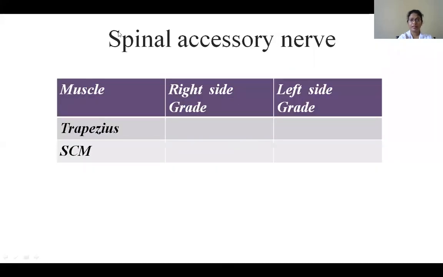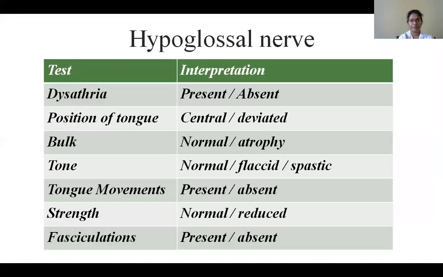Coming to spinal accessory nerve, we have to assess two muscles, that is trapezius and sternocleidomastoid, right side and left side. And you have to give the grades of power, that is whether it is grade 0, 1, 2, 3, 4 or 5. Coming to hypoglossal nerve, we have to first look for any dysarthria, whether it is present or absent. Then when you ask the person to open the mouth, look at the position of the tongue and appearance at rest. At that point, is the position central or is any deviation present? So that you have to note.